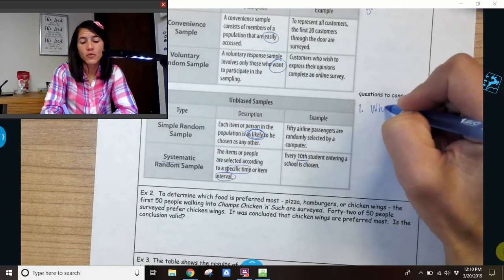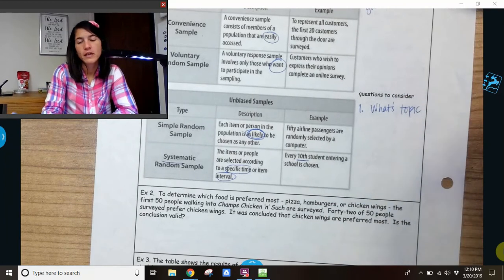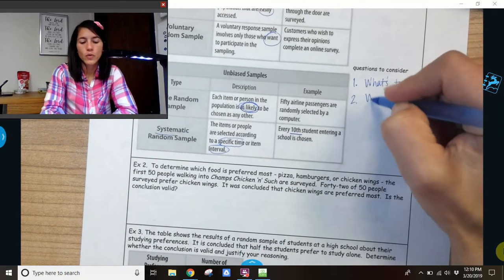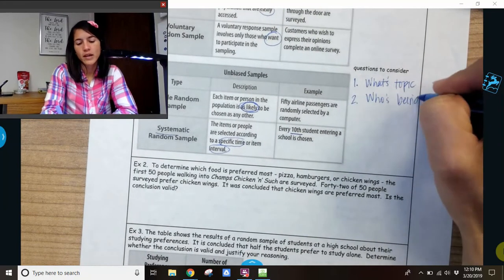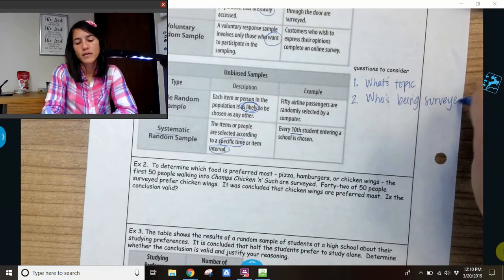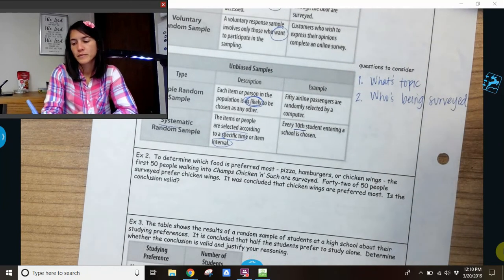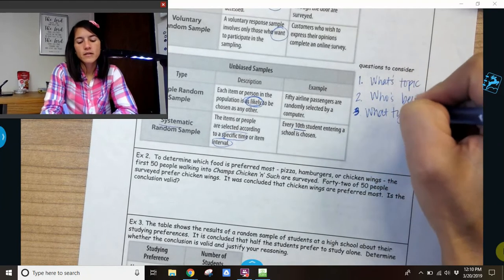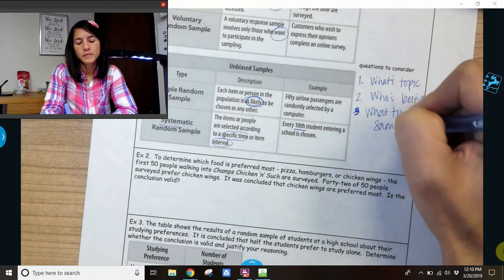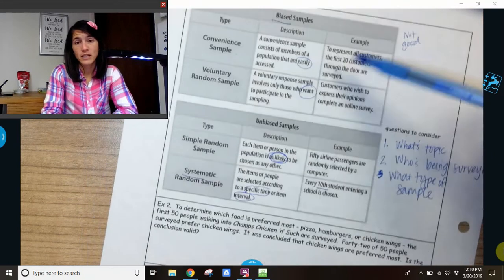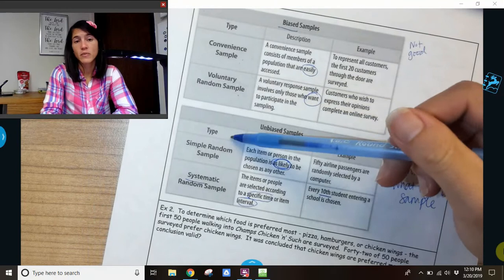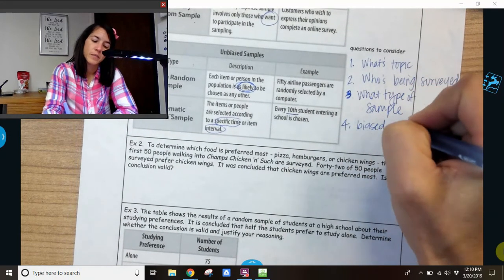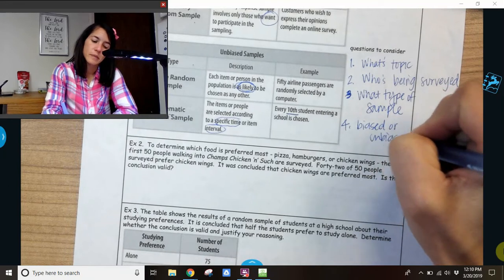Some questions for you to consider. What's the topic? These are just things for us to think about when we decide if it's valid or not. What's the topic? 2, who's being surveyed? Number 3, what type of sample? So what type of sample is it? Is it convenience, voluntary, simple, systematic? What kind of sample is it? And then is it biased or unbiased?